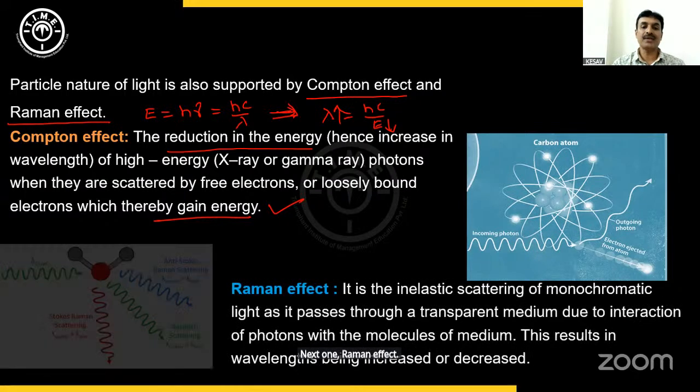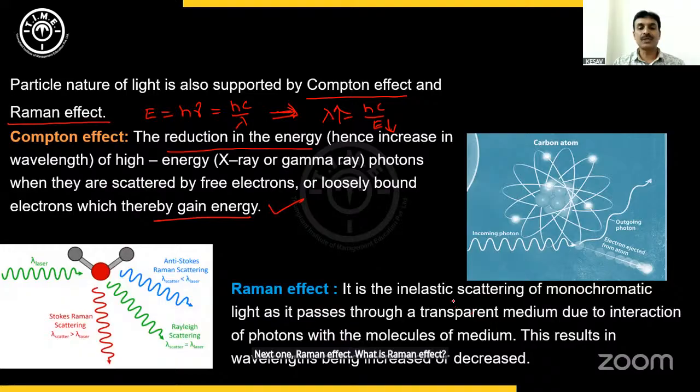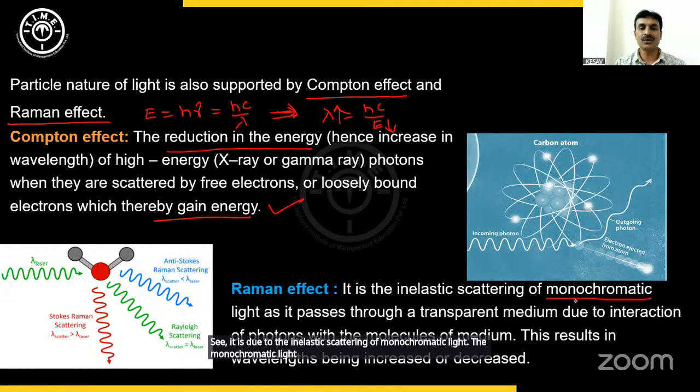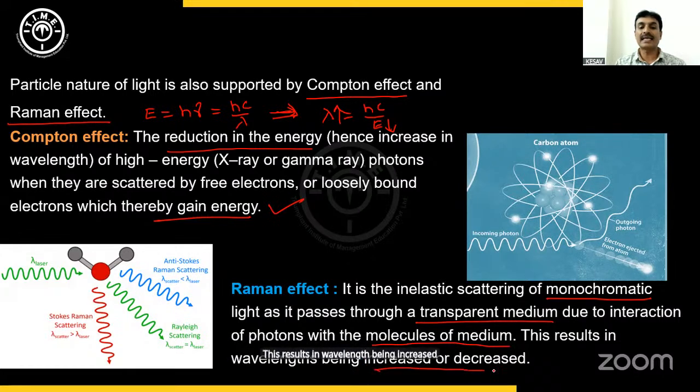What is Raman effect? See, it is due to the inelastic scattering of monochromatic light. The monochromatic light has another name, do you know? That is called laser light. So, it is the inelastic scattering of monochromatic light as it passes through a transparent medium due to interaction of photons with the molecules of the medium. This results in wavelength being increased or decreased.